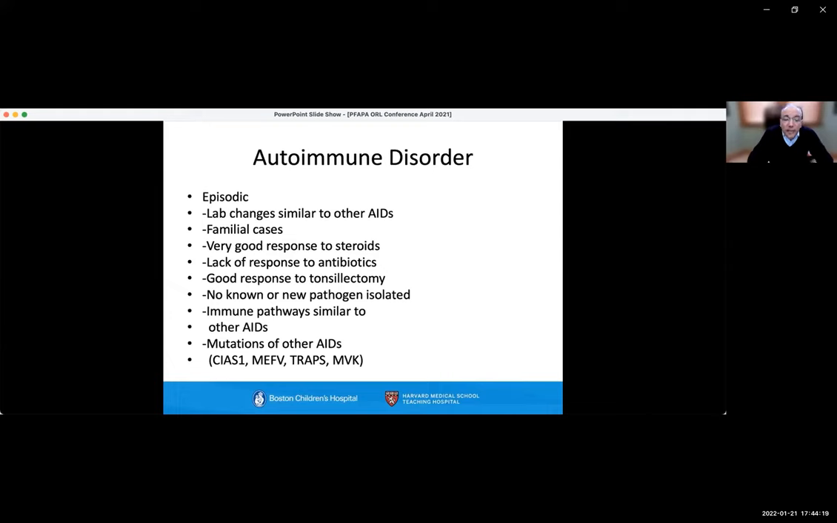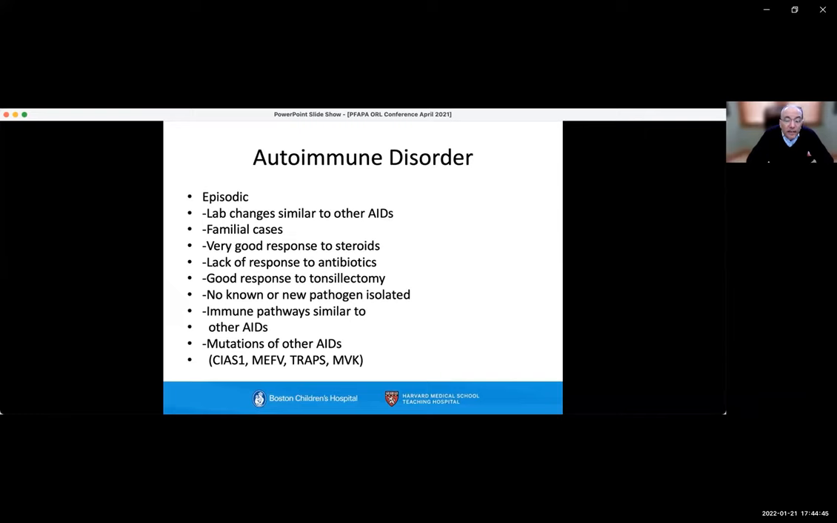When we look at the factors that would support this as being an autoinflammatory disorder, one could see that it is, again, episodic. The lab changes are similar to autoinflammatory diseases. There have been reports of familial cases. There is a very good response to steroids and a poor or absent response to antibiotics. There is a good response to tonsillectomy.